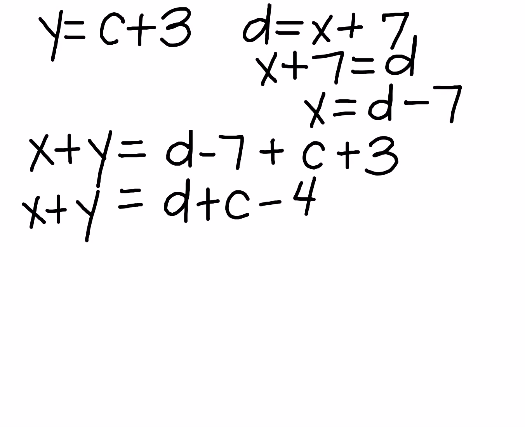Now read the question again. It says we want, which of the following is equivalent to x plus y, and I do have x plus y now, written in terms of c and d. If you look at the right side of the equation, it's in terms of c and d, because all I see is the variable c and the variable d. And I do see a constant, but we only pay attention to the variable parts.